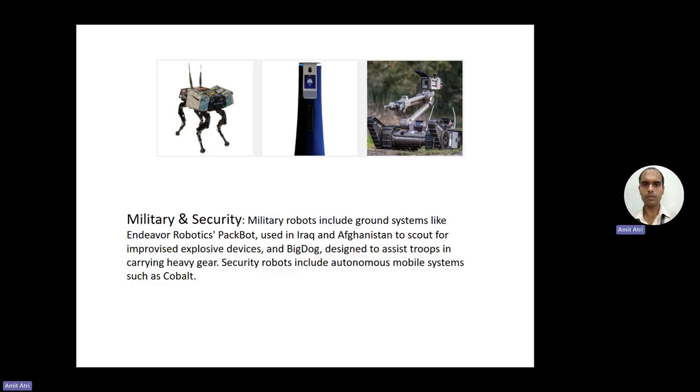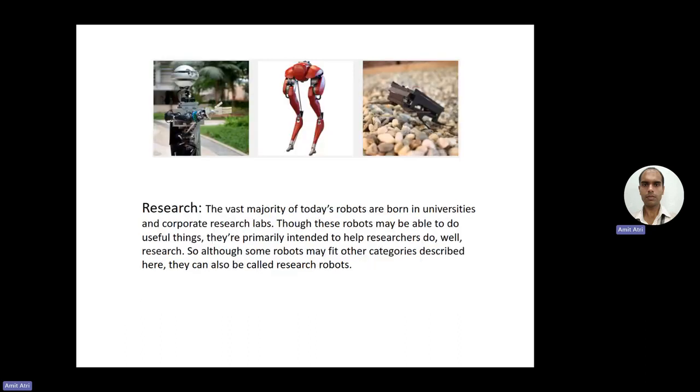The next sector is research. The vast majority of today's robots are built, assembled and designed in universities and research labs, and in the corporate sector. These robots may be able to do useful things, but they are primarily intended to help researchers do research. So they are assisting in research, performing tasks very difficult for human beings to perform. This type of robot can also fit in other categories, as we have discussed.